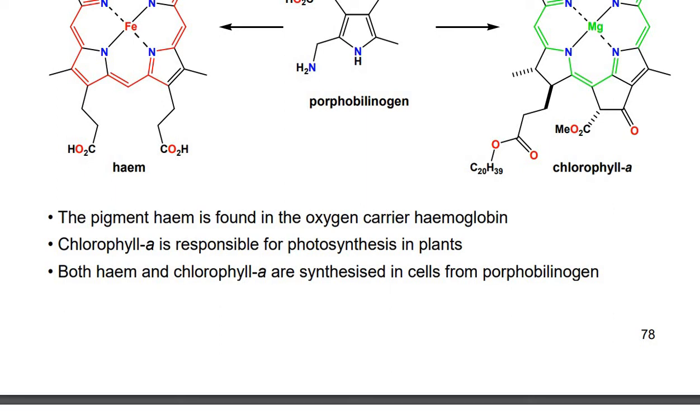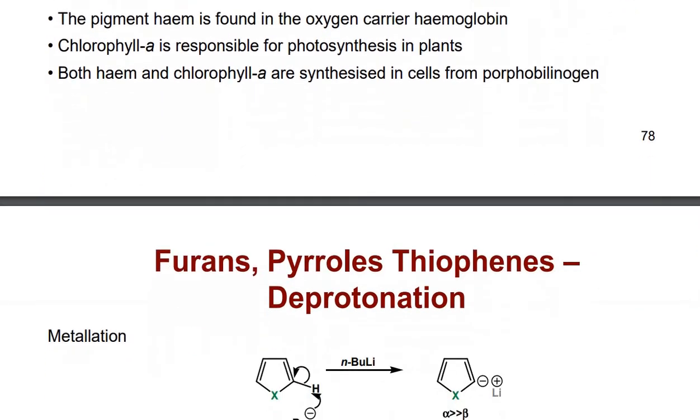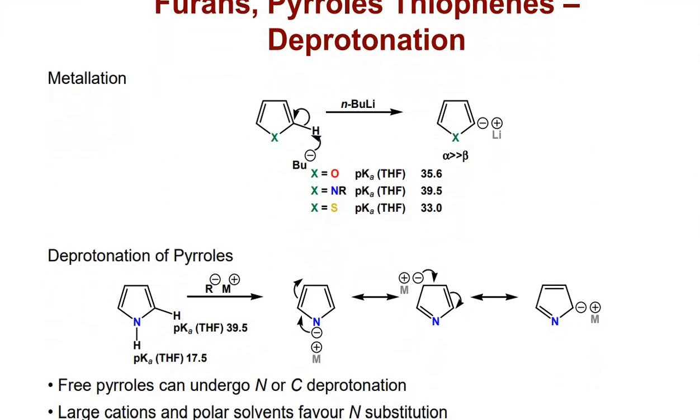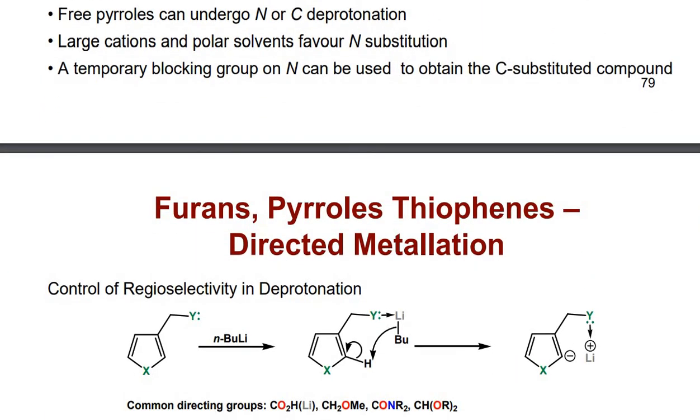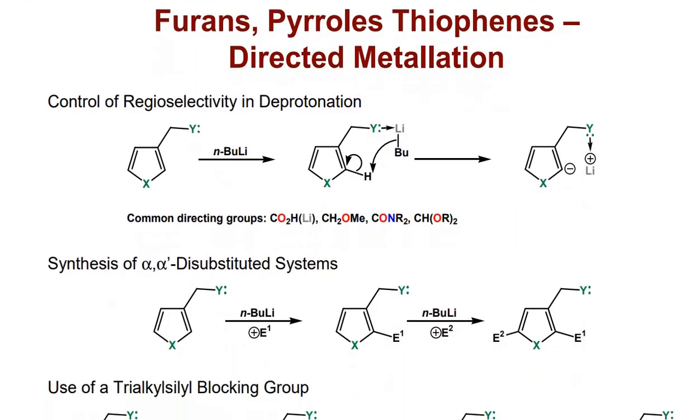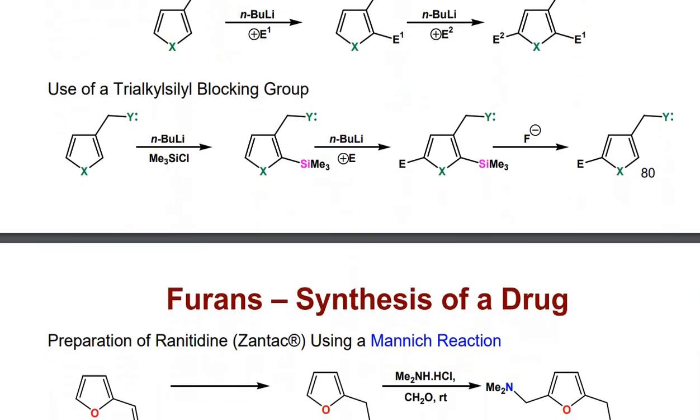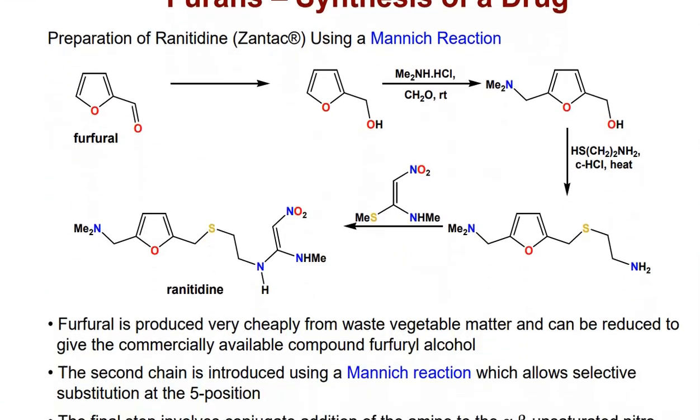from porphobilinogen. You can see the metallations, you can see the deprotonation of pyrroles. So I have already made pyrroles and thiophene on video. Go through that video. I am not going into details here.